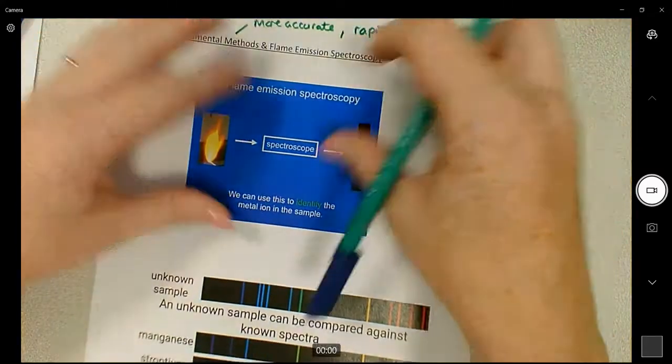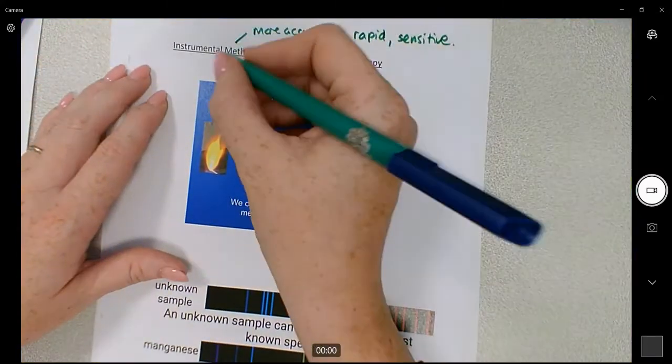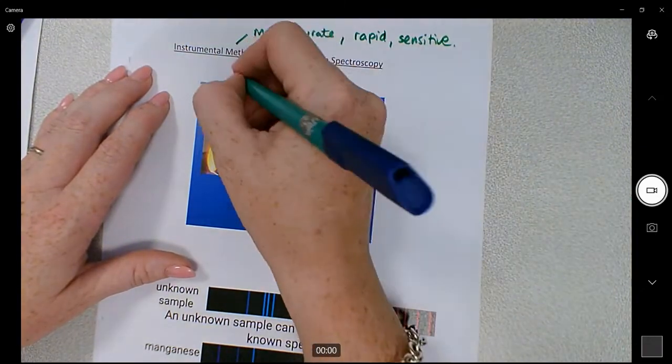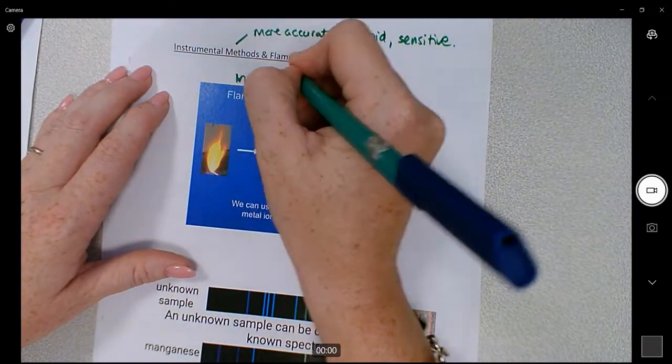So here's an example of an instrumental method. This is what we call flame emission spectroscopy. I'm just going to write down the fact that this is an instrumental method.